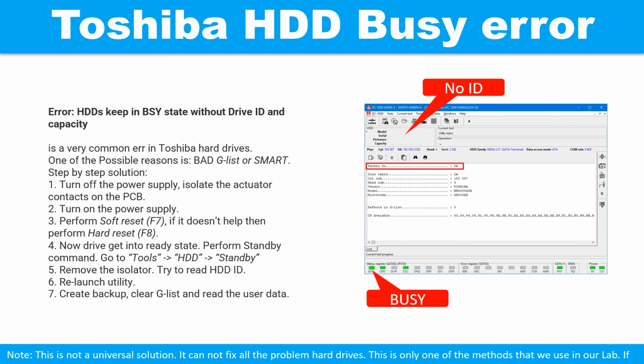Step-by-step solution. Step 1. Turn off the power supply. Isolate the actuator contacts on the PCB. Step 2. Turn on the power supply. Step 3. Perform soft reset or hard reset. Step 4. Now the drive gets into ready state. Perform standby command. Step 5. Remove the isolator. Try to read the hard drive ID. Step 6. Relaunch the utility. Step 7. Create backup, clear GDIST, and read the user data.